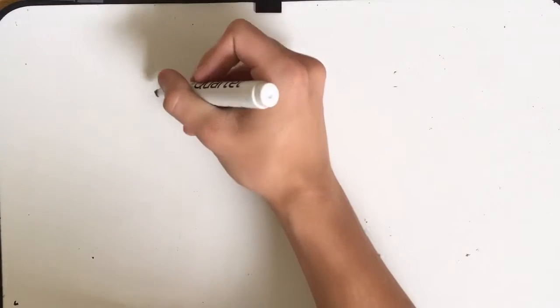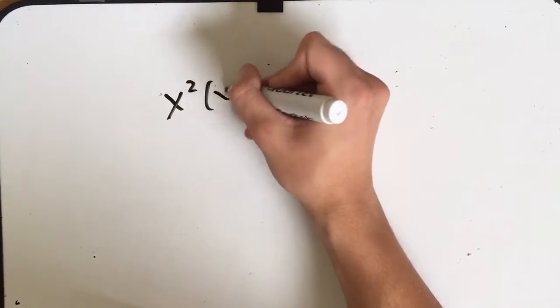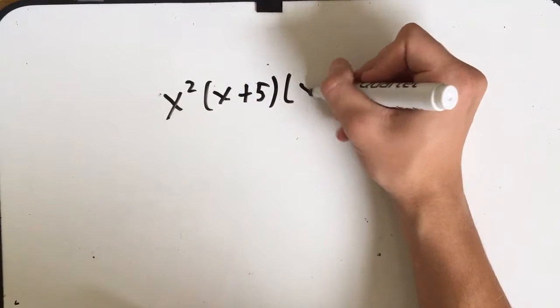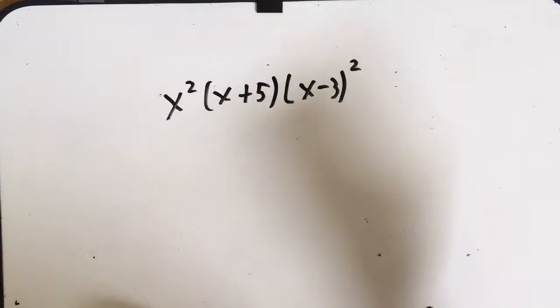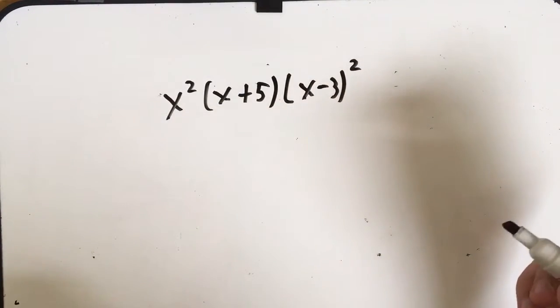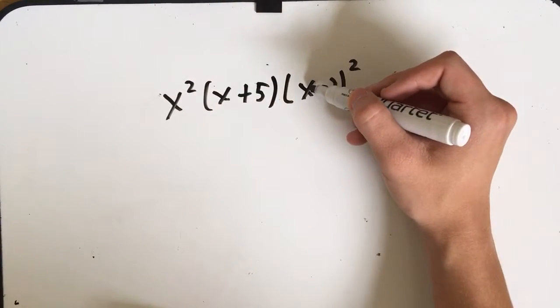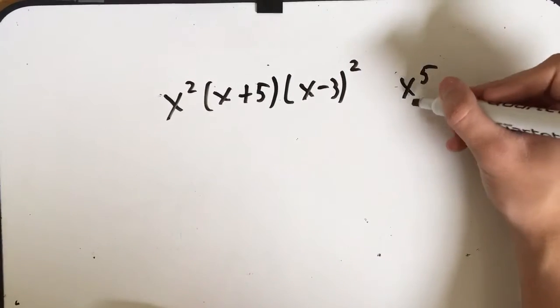Let's just try one more for understanding purposes. So let's give it one more go. So we got x squared, x plus 5, and x minus 3 to the 2. So we have x squared times x squared, which is x to the 5th.